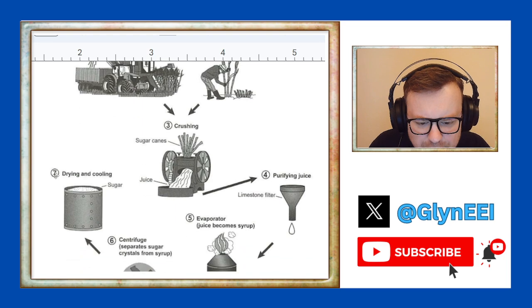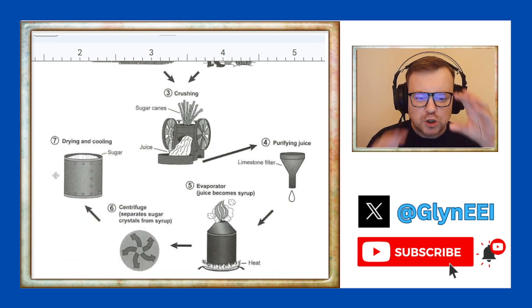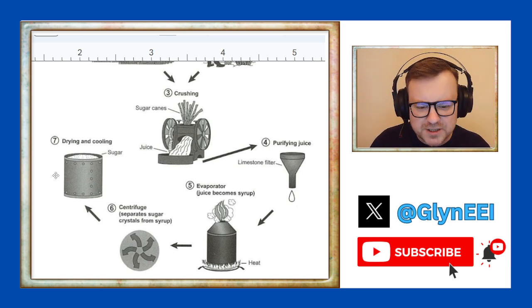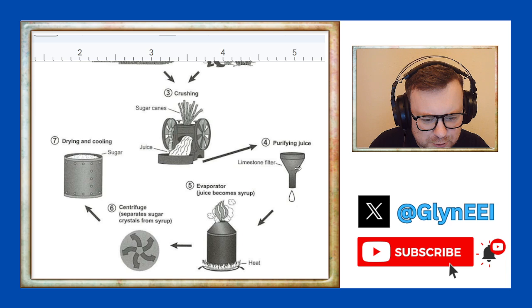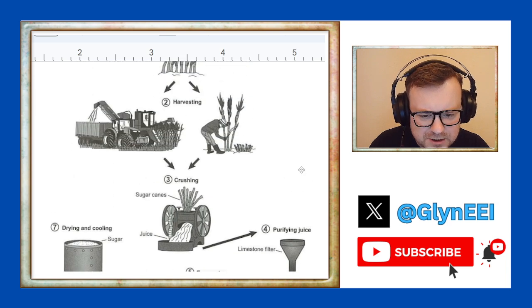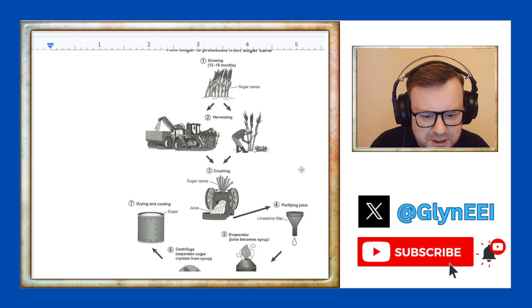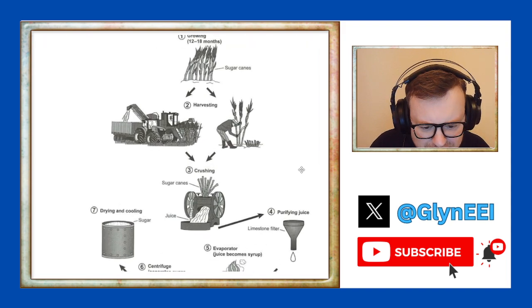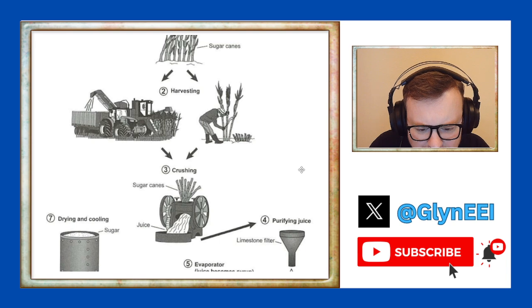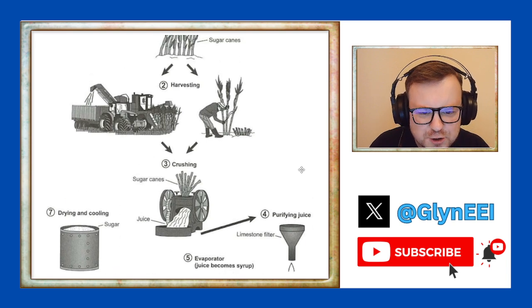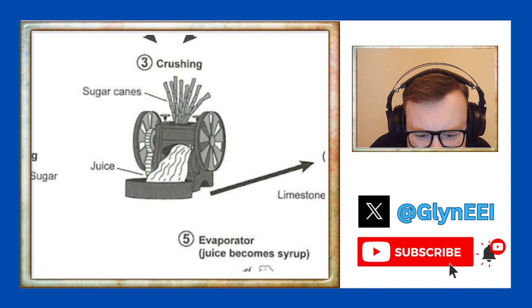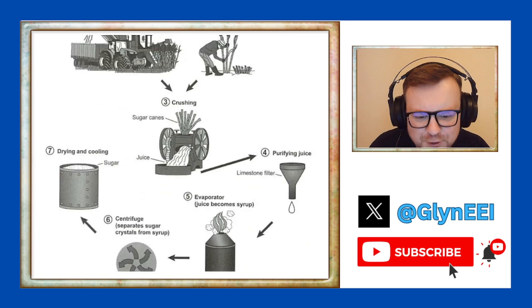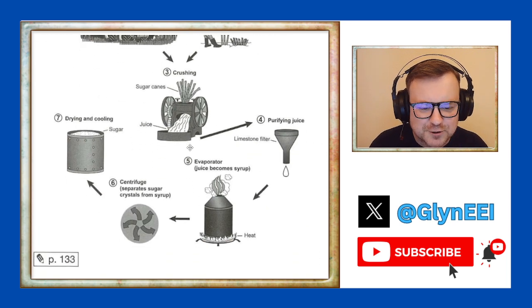Okay, after that we get to the crushing stage. So we crush these sugar canes, and after we crush them it forms some type of juice. Then we go to stage 4, which is purifying the juice. So this is a good way of breaking it down. The first 3 stages are all kind of in the field, I guess. Or at least the first 2 stages are in the field. Third one, I guess the crushing can happen in the field, or it can happen in a factory or something like this.